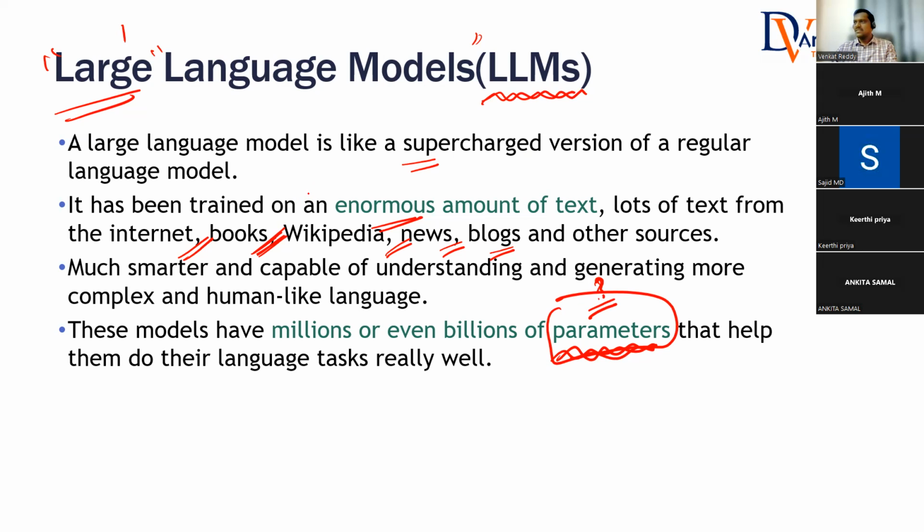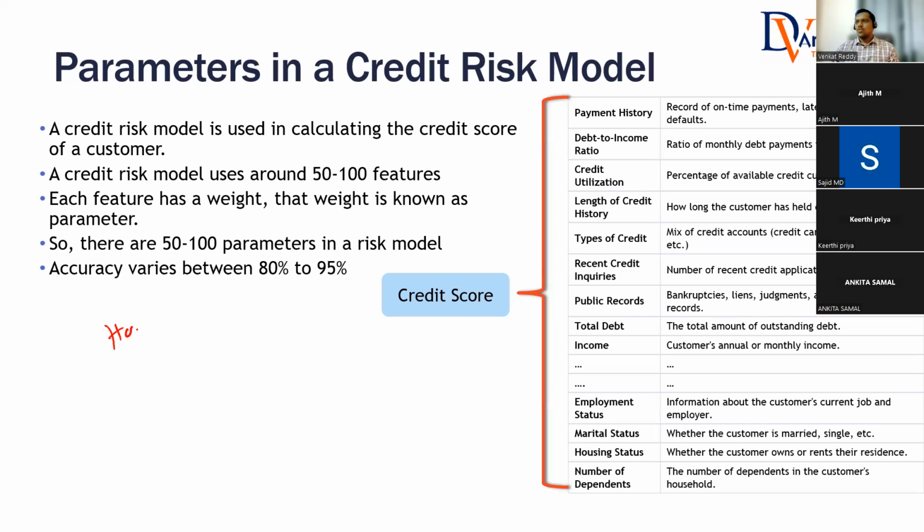What is a parameter? For example, you are applying for a home loan. There is one score that is checked. Let us suppose our student applies for a personal loan, there is one score that is checked.